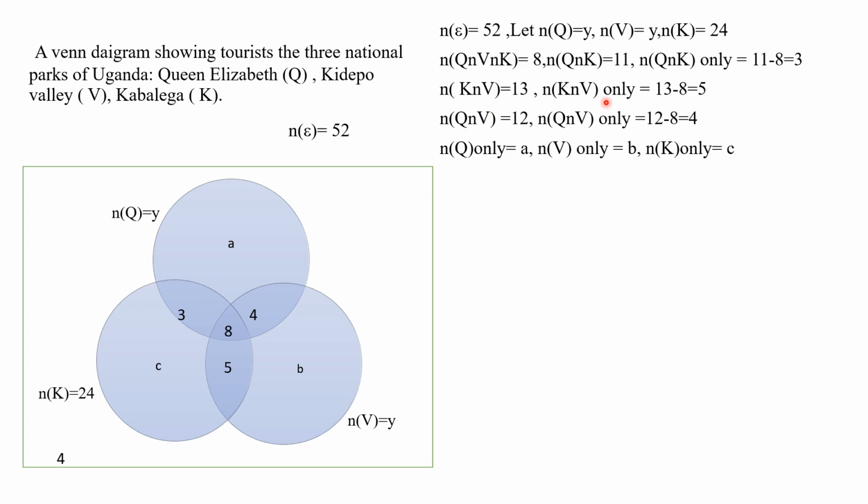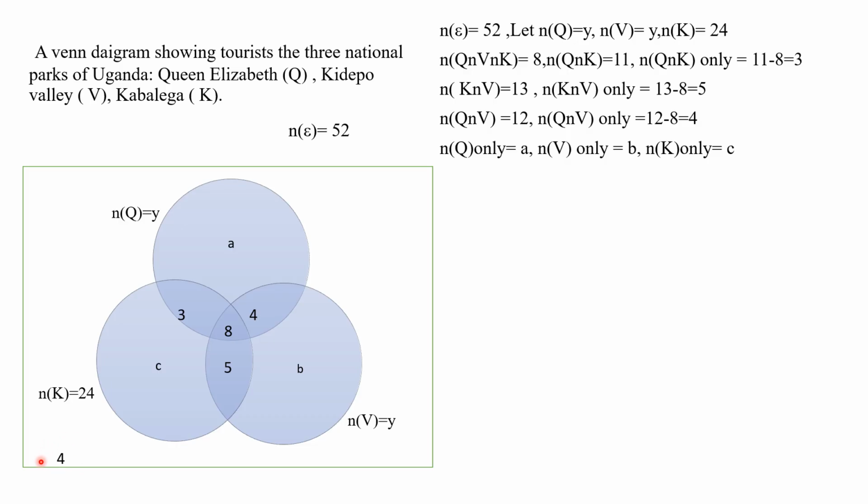Then here, K intersection V only, I have 5. If I add these ones, it's when I get K intersection V, and it gives me 13. Then those who had visited Q and V only were 4. You can see them here. Then those who had visited Q only, A, then V only, B, and then C only, that is C.